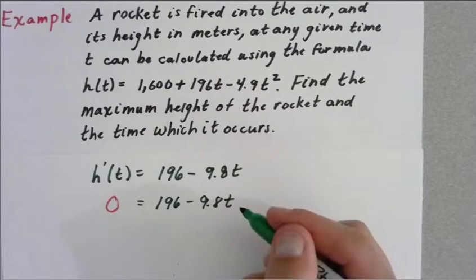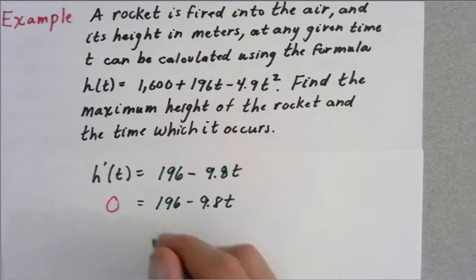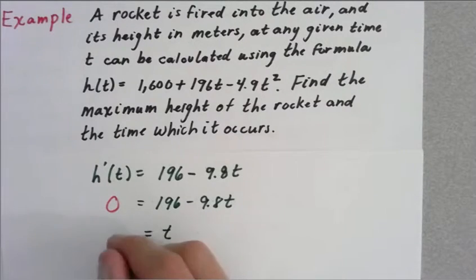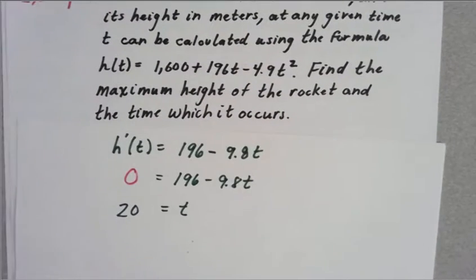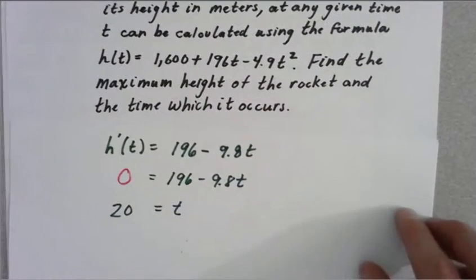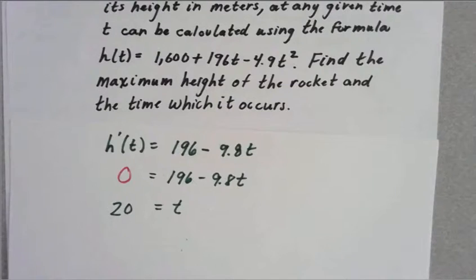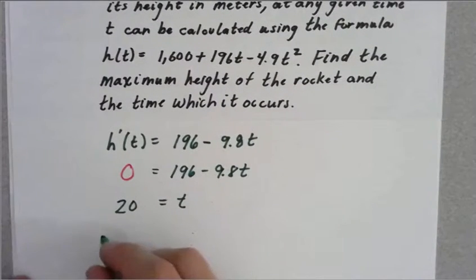Okay, so I go ahead and do that. And if I go ahead and solve this out, I get t is equal to 20. So that's not quite our answer. Okay, we know that the critical value is 20. We're hoping that it's a maximum, so we're hoping that the second derivative of h is negative.